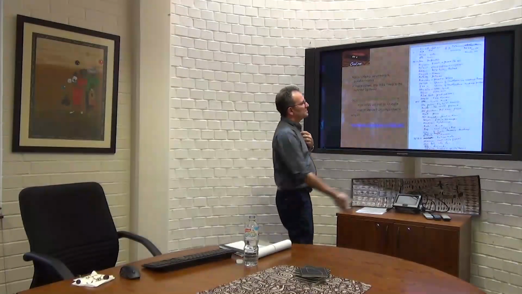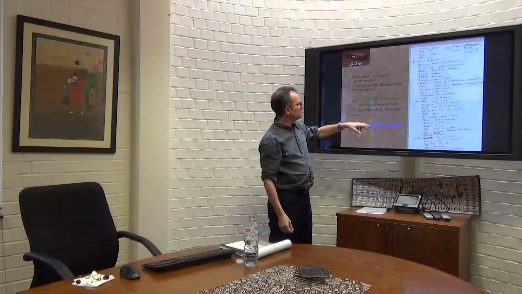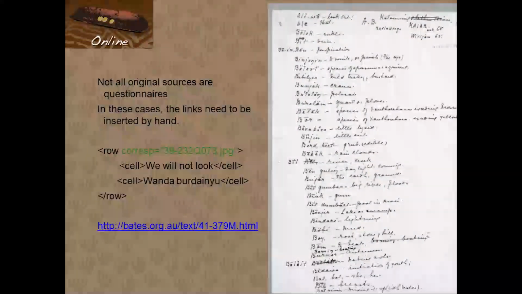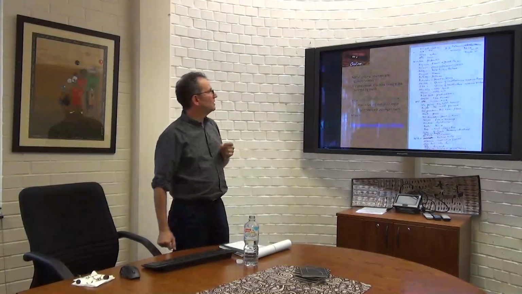So one of the problems is that documents like this don't have any predictable structure. You have to go through, and we do this by rows and cells. This is the sort of encoding that's used, just like a table. And for each cell, we have to put in a correspondence to the page that it comes from. This is really labour-intensive work, but it's the only way that it can be done.